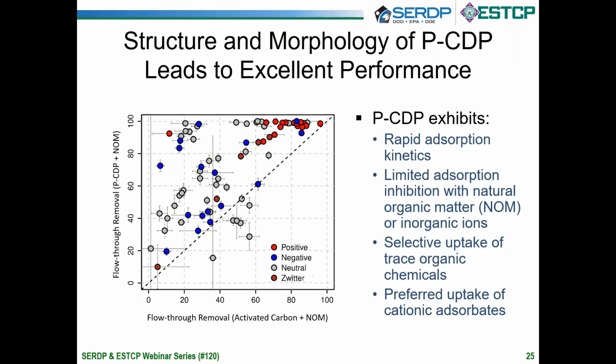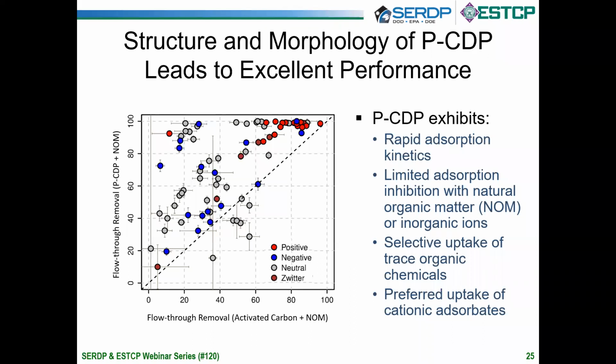The data on this slide show the removal of 90 contaminants of concern on P-CDP and activated carbon in the presence of natural organic matter. Data on that dashed one-to-one line, that diagonal line, represent contaminants that are removed equally by both P-CDP and activated carbon. And data above the one-to-one line show improved removal on P-CDP, and data below the one-to-one line show improved removal on activated carbon. The data points represent the 90 contaminants and are colored to represent the charge state of each contaminant. And generally, what we can see from this plot is that P-CDP outperforms activated carbon for the majority of the contaminants studied here.